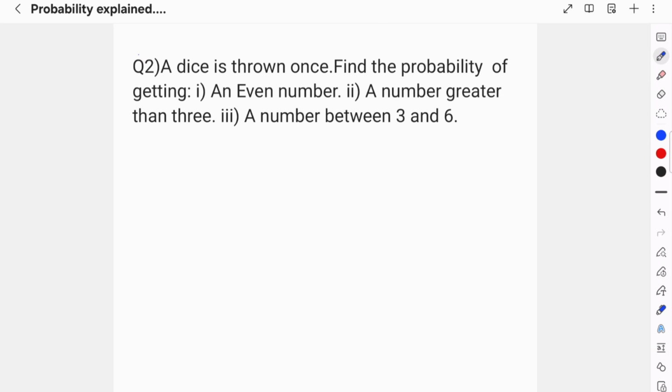Now let's see the second question. Now it says a dice is thrown once and we need to find the probability of getting an even number, a number greater than 3, and a number between 3 and 6. So let's see how we can solve this.